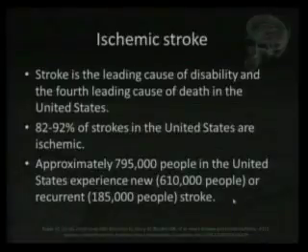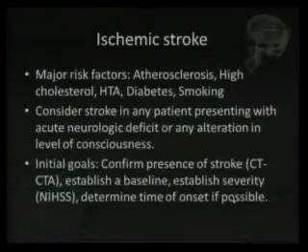But about 80 to 90% of strokes in the U.S. will be ischemic, so that's why we put so much effort into trying to help these patients. We're going to have around 800,000 persons every year that are going to have a stroke, either new stroke or recurrent stroke. Our major risk factors, we all know them: atherosclerosis, cholesterol, hypertension, diabetes, smoking.